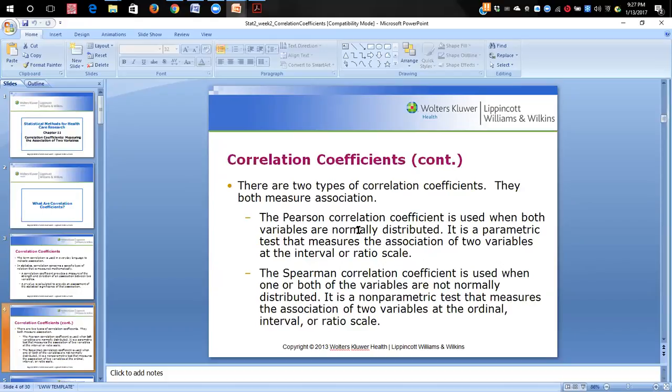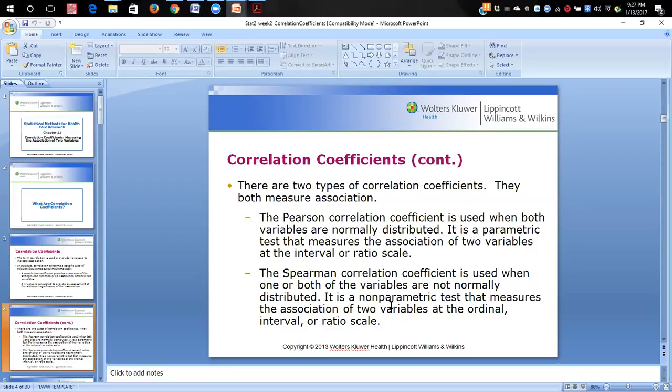Two types of correlation coefficient that are commonly used in nursing research are the Pearson and the Spearman. Pearson is parametric, Spearman is non-parametric. You need to use Pearson correlation when your independent and dependent variables are at the interval or ratio scale level of data. And you use Spearman correlation if it's non-parametric, which means not normally distributed.